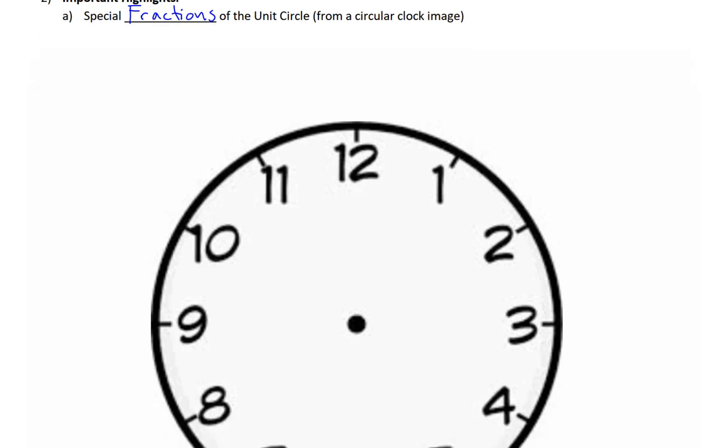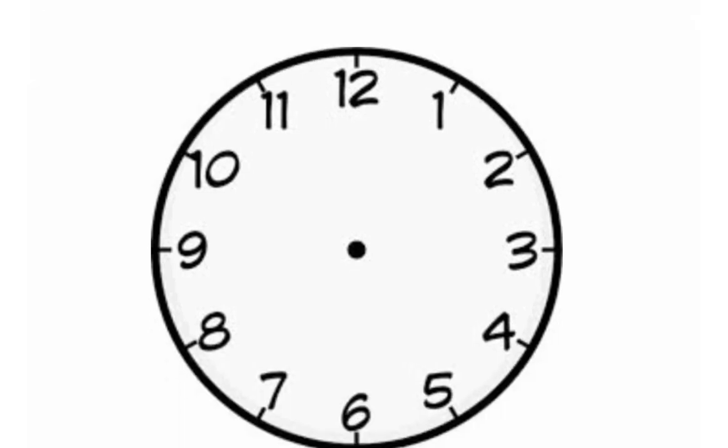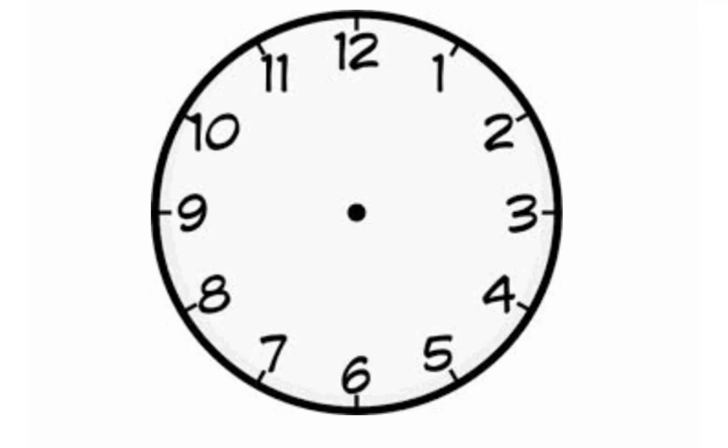To get a basic idea of where these fractions come from, we're going to use the image of an analog or circular clock. Now, we're not going to use it to tell time, so don't worry if that's not your favorite form of a clock. But this will help us get a good visual image that will help us understand some of the fractional ways we're going to be using a unit circle.